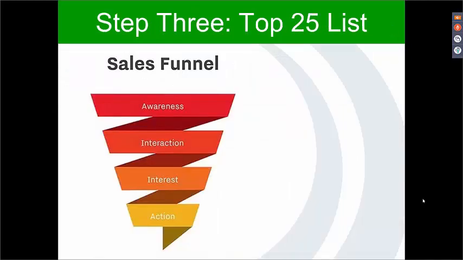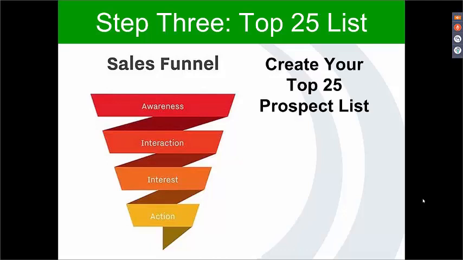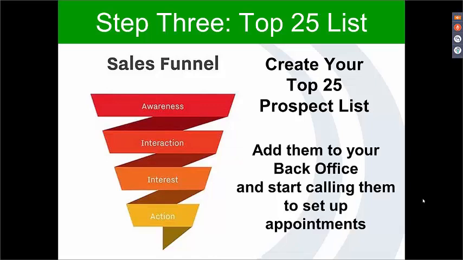Step 3 is your top 25 list. This is our item of, your name list. With whom do I start? And you can see the first is awareness on the sales funnel. So what I mean by that is the first thing you do is you write every single name down that you can possibly think of. Once you've done that, create your top 25 prospect list, okay? You're going to start making phone calls on this list. You're going to add them to your back office and start calling them to set up appointments.